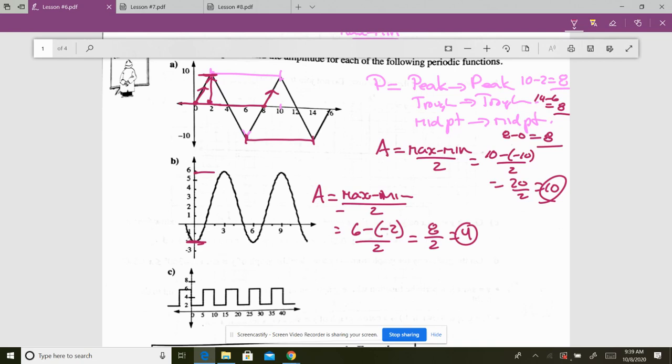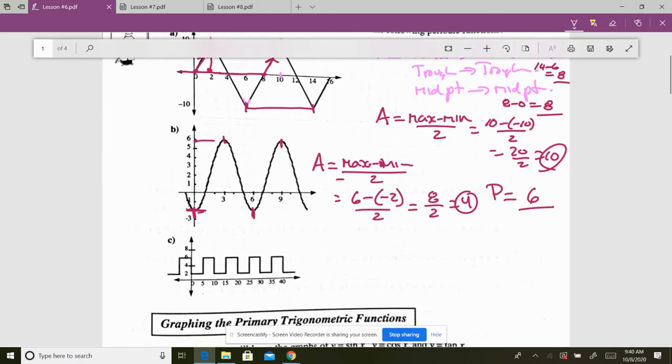What's the period of this graph? Anyone? 6. If you go peak to peak, it's 9 minus 3. Trough to trough, 6 minus 0. Okay.